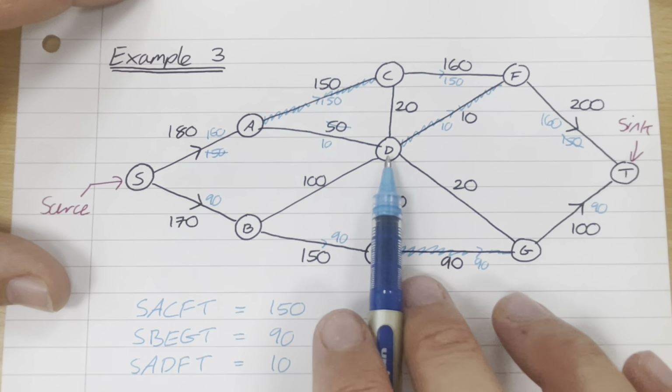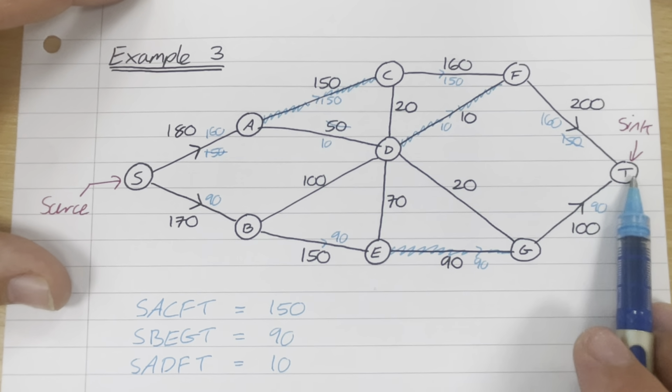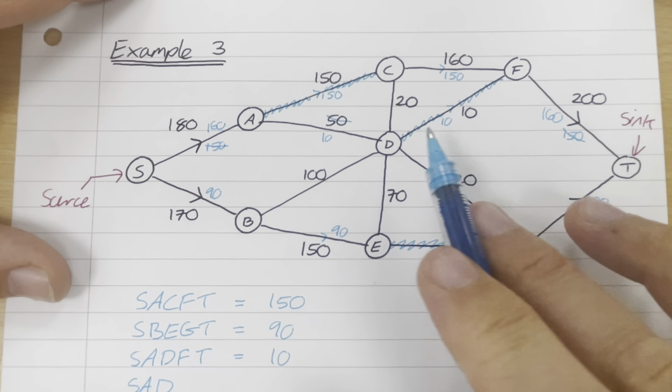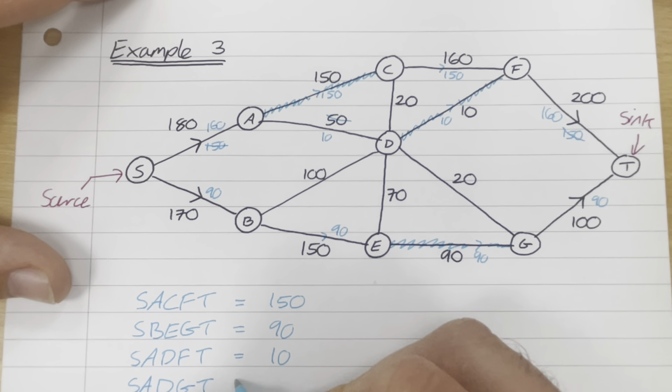And then I can do the other route, which I mentioned. If I come down to G rather than go up to F, I can push another 10 units of flow through. So that's still S-A-D, but this time instead of going up to F, I'm going to come down to G, and then I'm going to go into T from there.